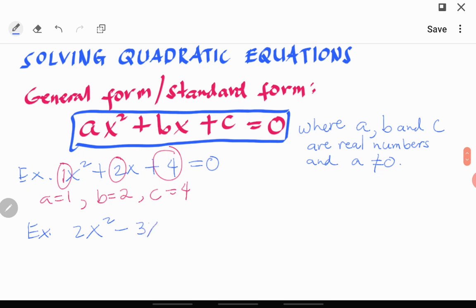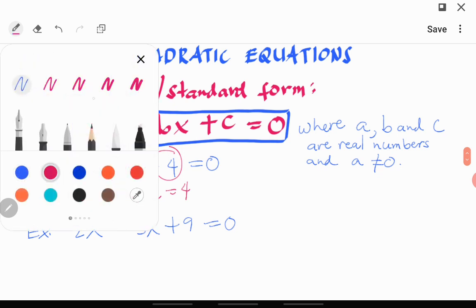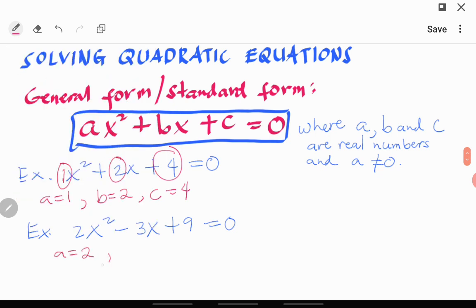Okay? Next example, 2x squared minus 3x plus 9 equals 0. Our a here is 2 or positive 2, our b is negative 3, and our c is positive 9. Remember, the sign of the number is the sign to the left of the number. So this 2 is positive because there's no minus sign there. That means the sign is positive. This 3 is negative because there's a negative sign on the left. This 9 is positive because there's a positive sign on the left. Okay, so those are the signs of the coefficients.